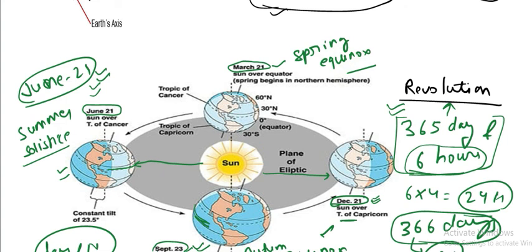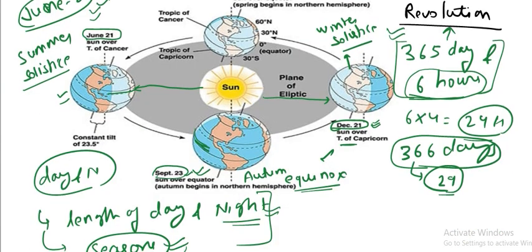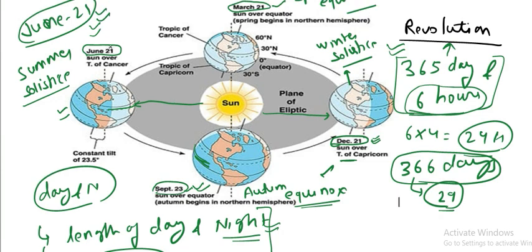This December 21 is called winter solstice, and this one is called autumn equinox. So you need to remember these dates. June 21 is summer solstice, September 21 is autumn equinox, December 21 is winter solstice, and March 21 is spring equinox, right? So these are a few important facts about the rotation and revolution.